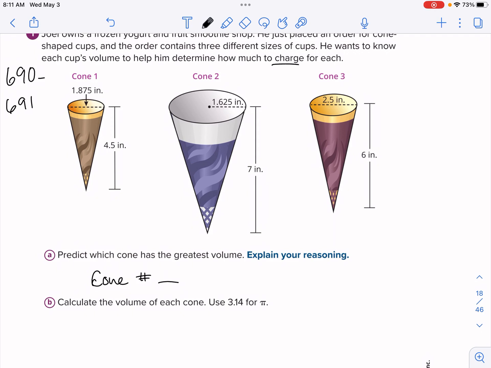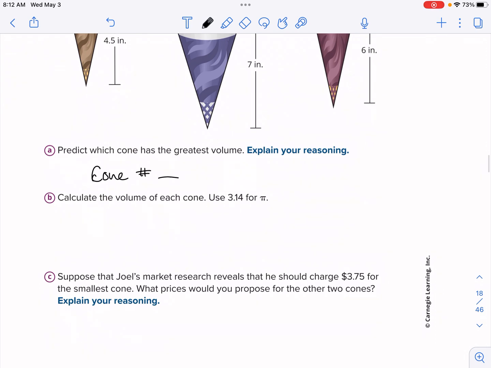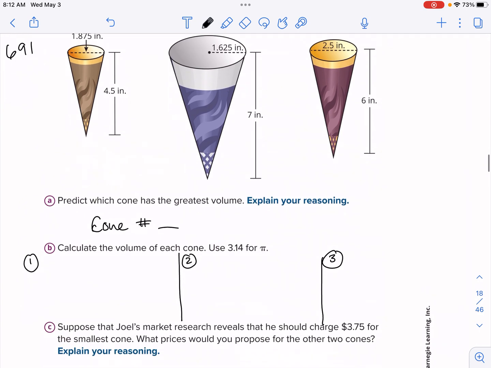Okay. Number 1B, calculate the volume of each cone. Use 3.14 as pi. I'm going to separate this because we're probably going to need some room here. I'm going to go like this and like this. We'll put that this is for cone 1, cone 2, and cone 3. We don't have too much room, so we're having to squeeze it in here. For the first one, actually, let me write down the formula first. So pi r squared times h divided by 3.